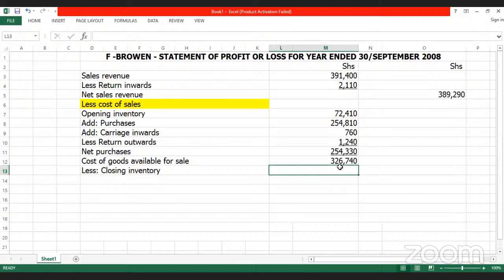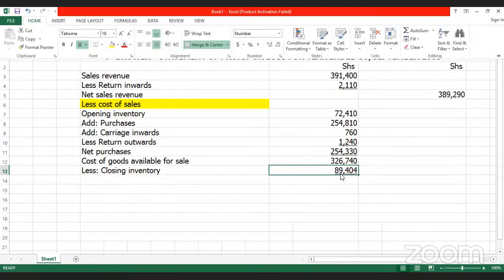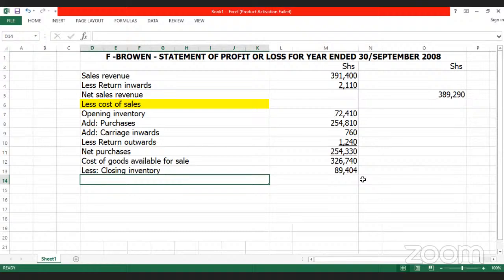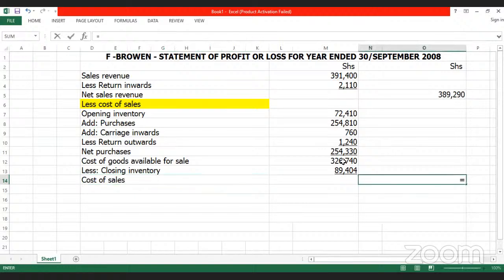89,404. That is the closing inventory. So when I get my cost of goods available for sale, I minus the closing inventory, then you're going to get your cost of sales figure. You get your cost of sales figure, which you will transfer to the last column, and that is this minus this. That is the cost of sales.